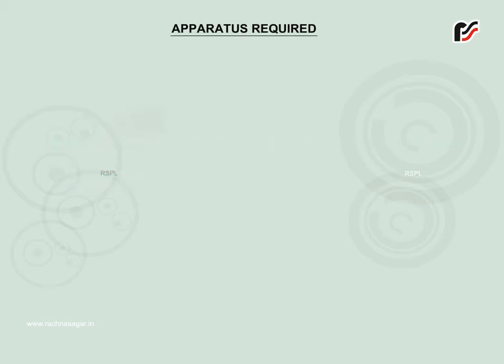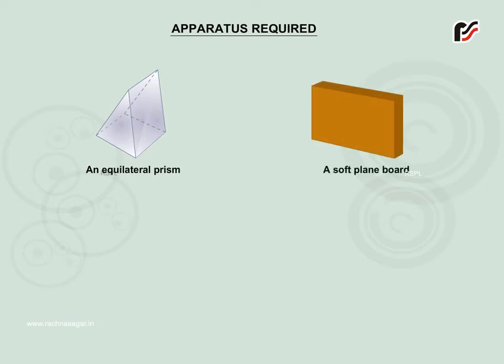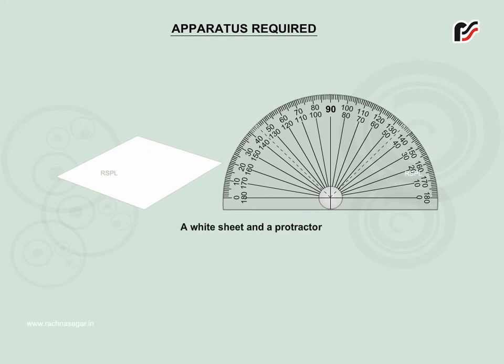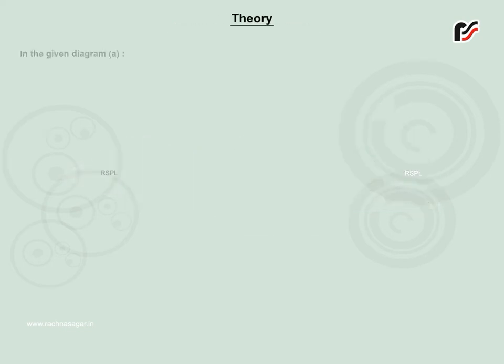Apparatus required. An equilateral prism, a soft board, drawing pins, common pins, a white sheet and a protractor. Theory.